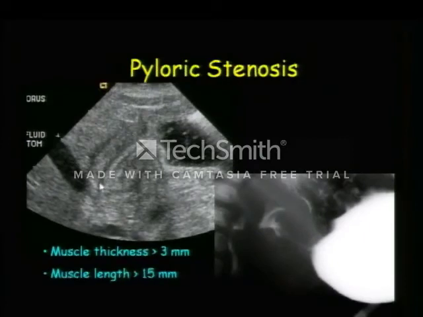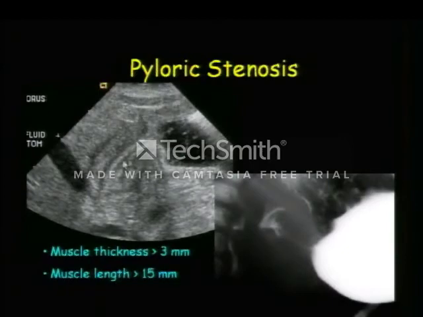It's an enlarged, thickened pylorus where you can see the muscle is more than 3 millimeters and more than 15 millimeters in width and length, respectively. You'll also see shouldering of the muscle back into the antrum of the stomach. And let me tell you, it's much better to do this by ultrasound than to try to do the upper GI that takes about 6 years to do, because guess what? They have a gastric outlet obstruction.